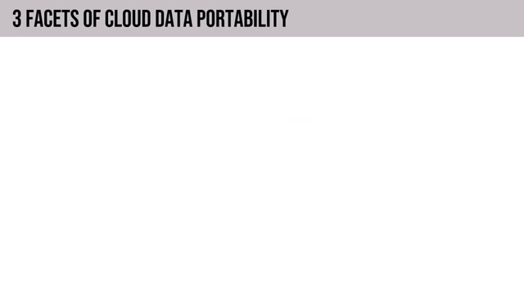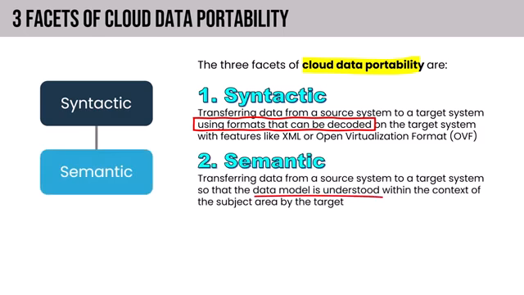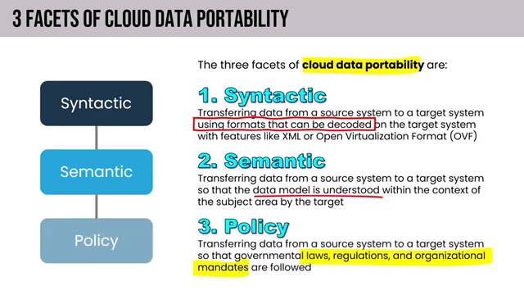So let's talk about the 3 facets of cloud data portability, and they are syntactic, so transferring data from a source system to a target system using formats that can be decoded on the target system with features like XML or open virtualization format. The second is semantic, so transferring data from a source system to a target so that the data model is understood within the context of the subject area by the target. And the third is policy, transferring data from a source system to a target so that governmental laws, regulations, and organizational mandates are followed.